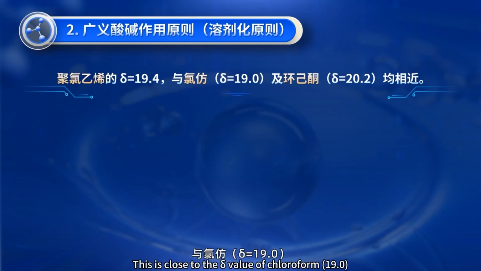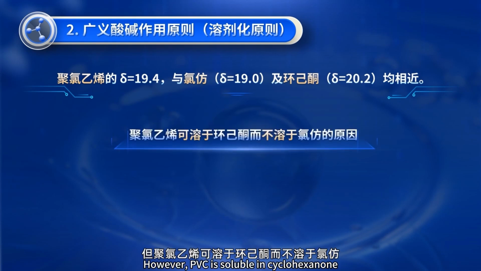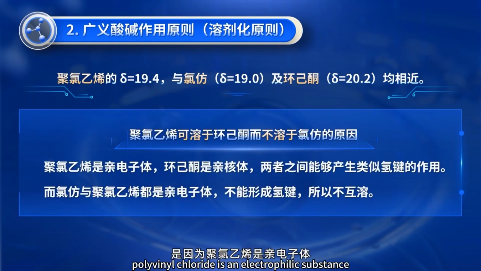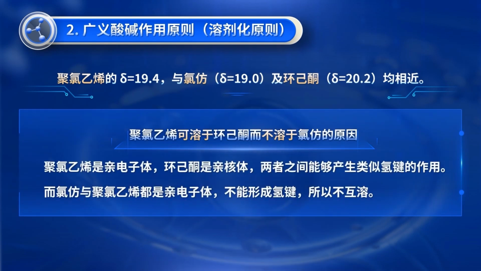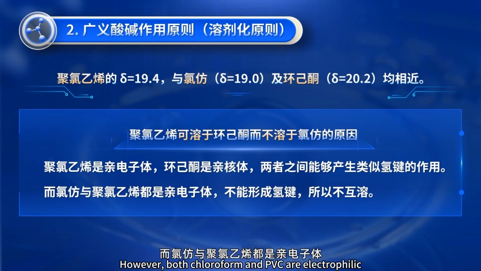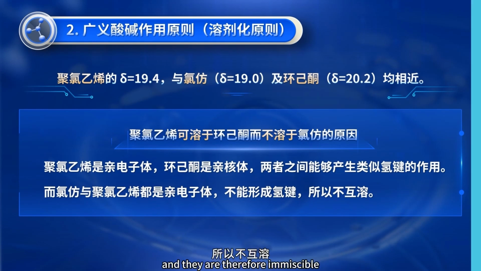This is close to the delta value of chloroform 19.0 and cyclohexanone 20.2. However, PVC is soluble in cyclohexanone but insoluble in chloroform. The reason is that polyvinyl chloride is an electrophilic substance, while cyclohexanone is nucleophilic. They can form hydrogen bond-like interactions. However, both chloroform and PVC are electrophilic, so hydrogen bonds cannot form, and they are therefore immiscible.